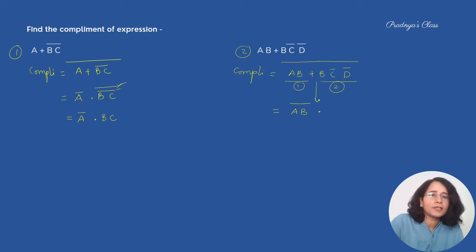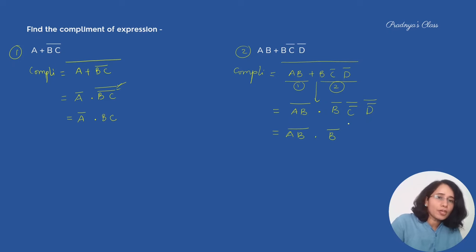So OR will become AND, and here we will get B bar, C bar bar, and for D also it is bar bar. In the next term we can cancel that bar, and it will be B bar. So the bar gets cancelled, or you can say we are applying the involution law. The involution law says x bar bar means again the same variable. So we will get C and D. In this way we can apply DeMorgan's law to calculate the complement of an expression.